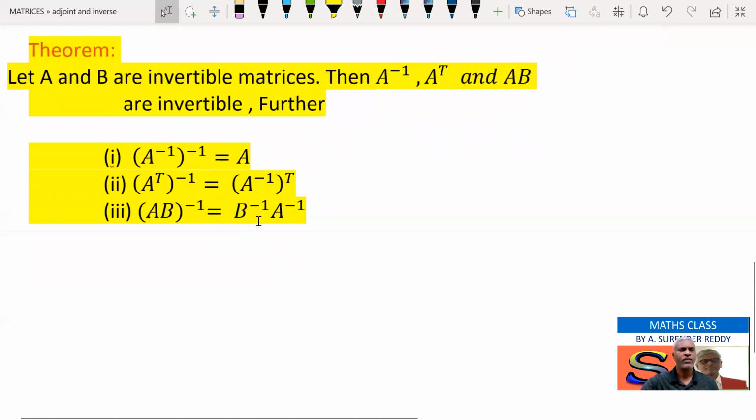Next, inverse matrix. Let us find inverse matrix. So that is adjoint and inverse. Very important in this chapter. Theorem.